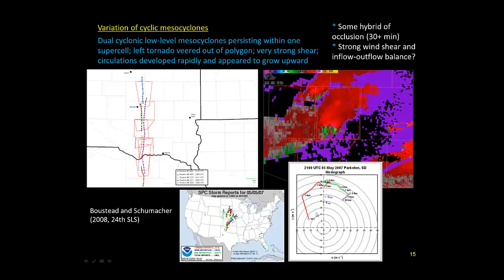It was a very strong shear environment, which would suggest, based on the previous studies, that there would be a longer period between cycling, and maybe that has something to do with this. Maybe the strong shear led to a better balance between inflow and outflow. We really don't know without observations, but I would speculate that this was some hybrid of occlusion where the meso to the left really didn't fully occlude and get out of the way of the storm and actually stayed relatively close to that mid-level updraft.